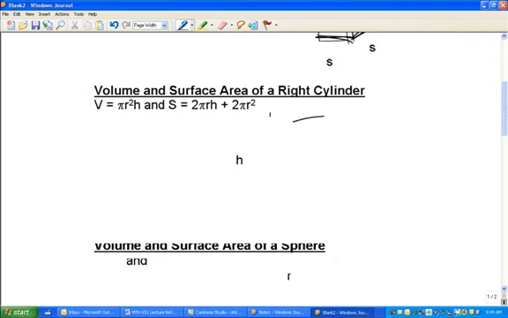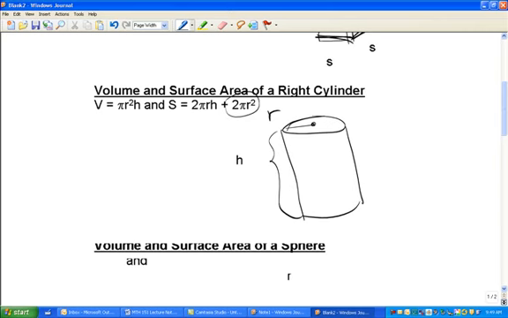A right circular cylinder looks like a can. And on this we'll have a height, and we'll have a radius, and the volume is pi r squared h. Surface area is 2 pi r h plus 2 pi r squared. The 2 pi r squared would be the surface area of the circles that make up the top and the bottom that we can't actually see.